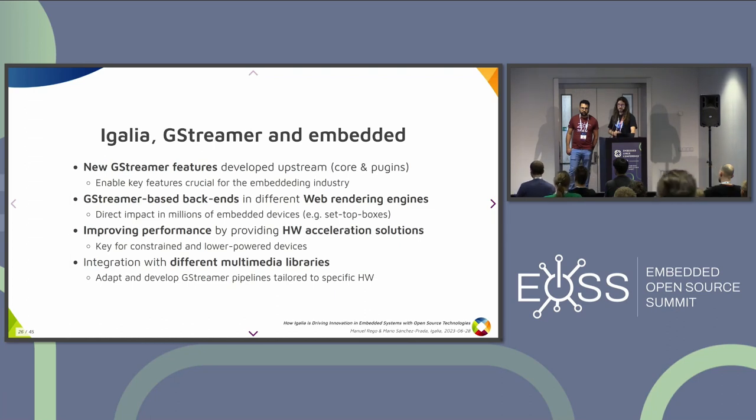Because of this, it's important for us to improve performance for hardware accelerated solutions, because if you have hardware which is low power, which is most embedded hardware these days, it's very important to make the most of the resources there. And then finally, another impact we have is that we do integration with other libraries. So sometimes you just get your particular media processing unit and you want to integrate it in a GStreamer-based package. So we also did that for hardware.